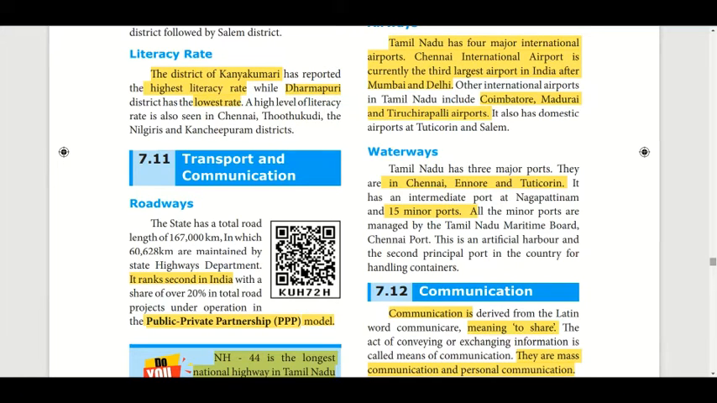Next, waterways. Tamil Nadu has 3 major ports. One is Chennai, another one is Ennur and Thoothukudi. You can see these along with your book exercise. In that you can see all these places related to waterways. And it has 15 minor ports also.